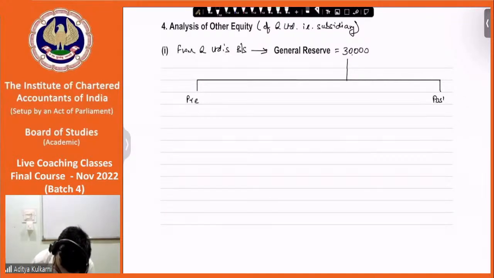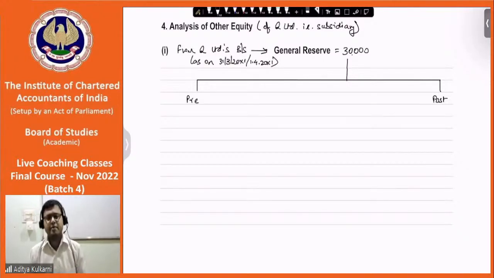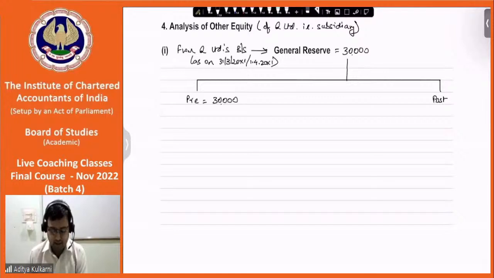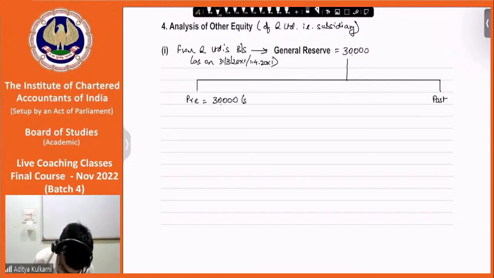Pre, post. Q Limited's balance sheet, this is as on 31st March 20x1. That is nothing but 1st April 20x1. There are no changes. Okay. So can I say that entire 30,000 is pre? Obviously, because it is as on the date of acquisition.